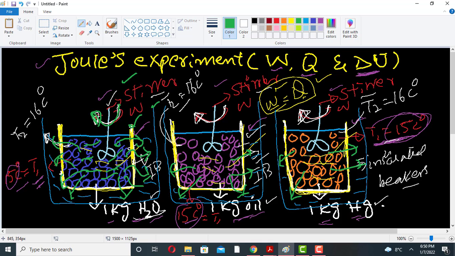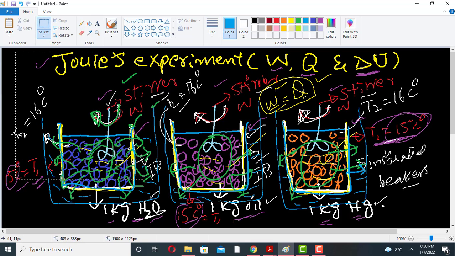Now if someone is interested to not release the heat of this system, then he will provide some insulation to these beakers. If we apply insulation to these beakers, then the heat will not transfer to the liquid water. Now there is a question.